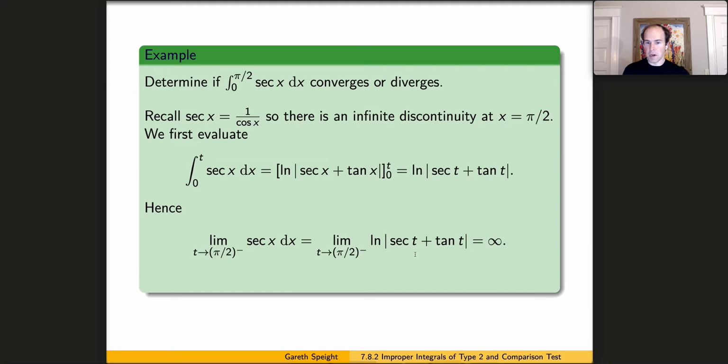Ln of that still doesn't change anything. So this limit is going to be infinity. Okay, so to conclude, this improper integral diverges. Right, we replace the bad point, which was pi over 2 here, by t, work out the answer in terms of t, take the limit as t goes to whatever it was supposed to be going to. In this case, pi over 2.